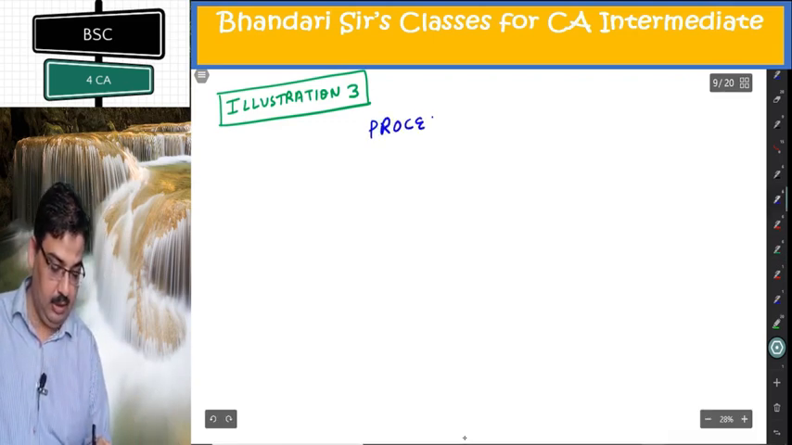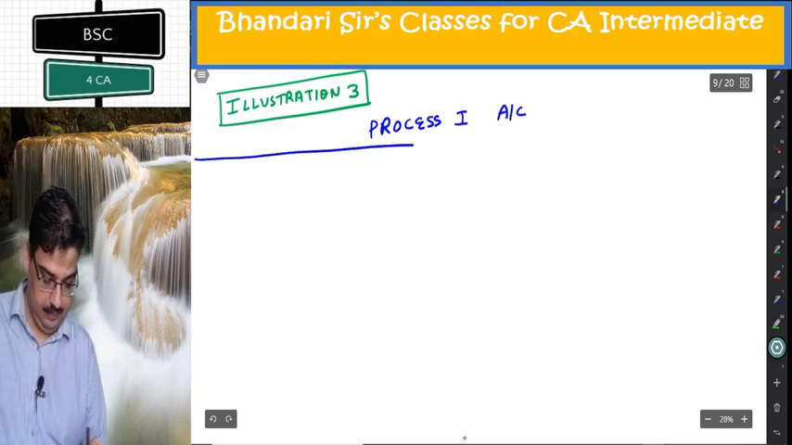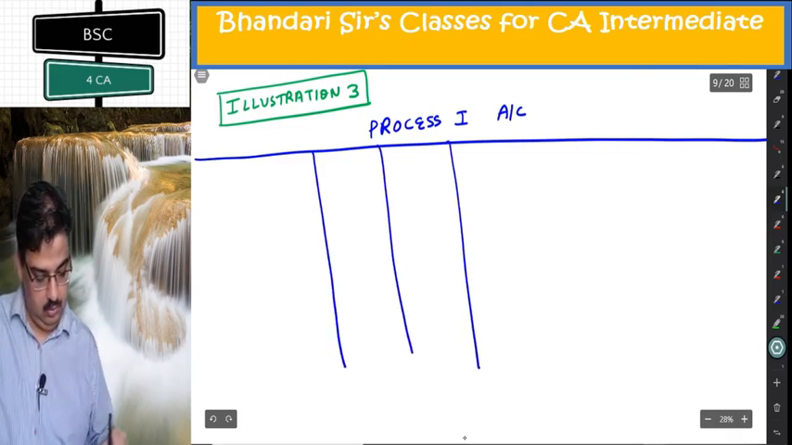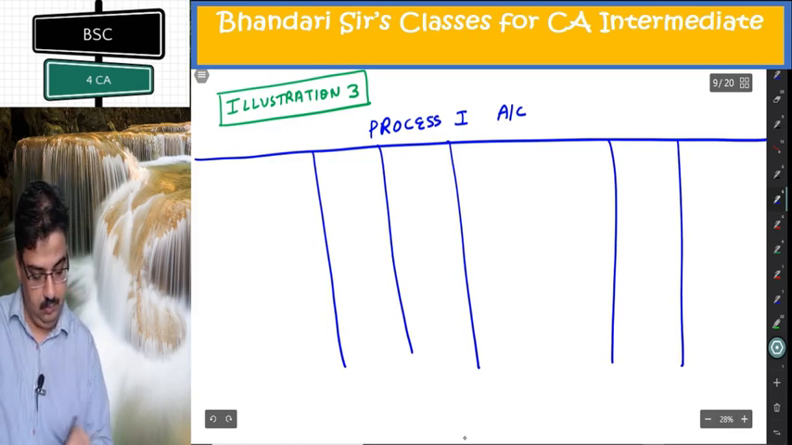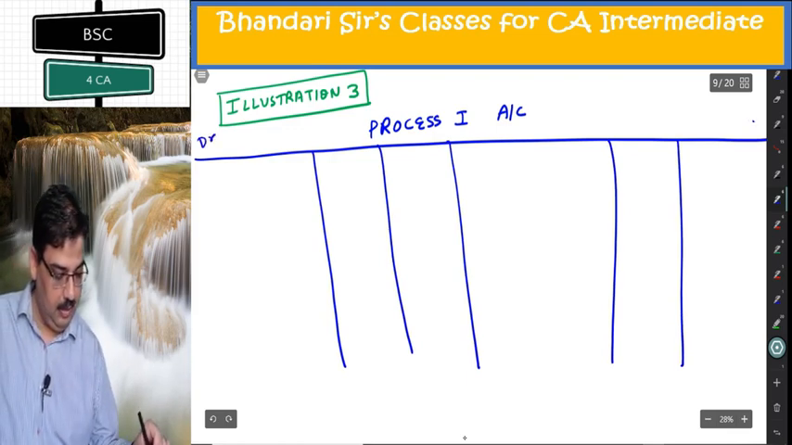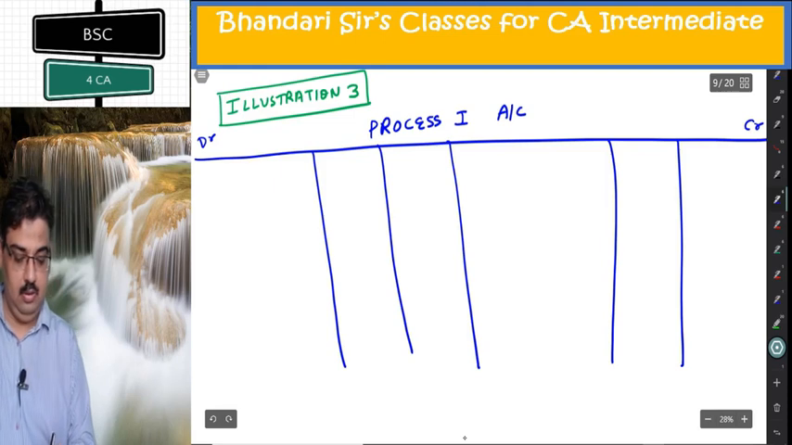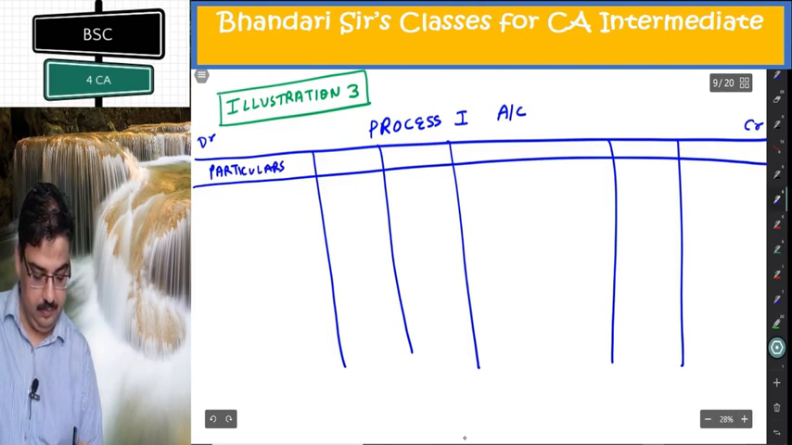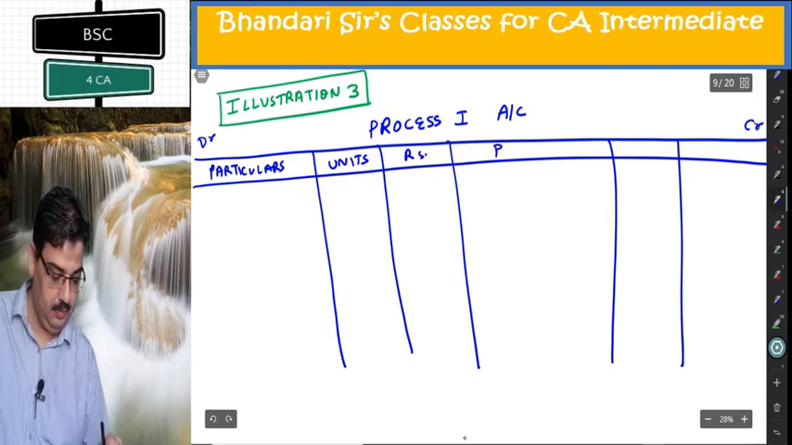Same format as we studied in the last class. This is debit, this is credit. Particulars, units, rupees, particulars, units, rupees.